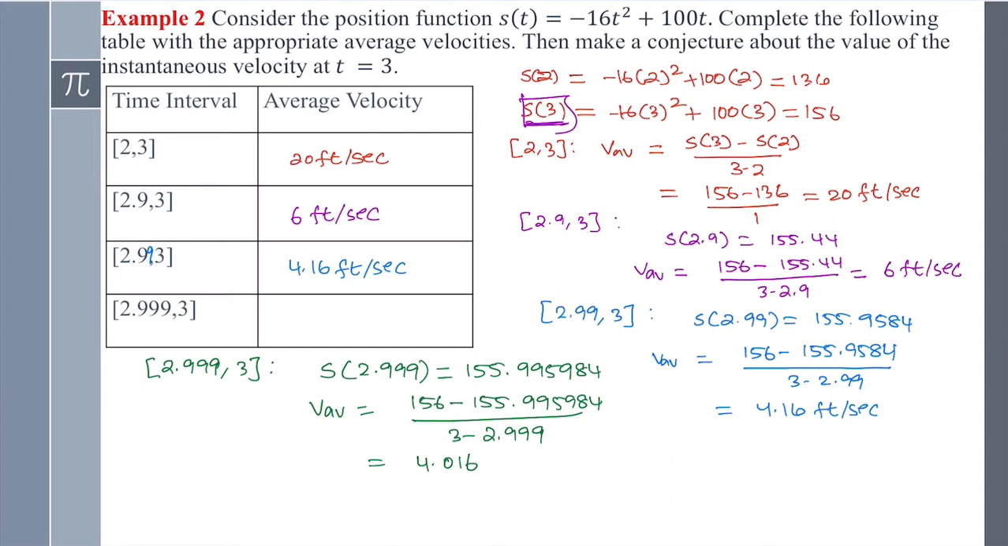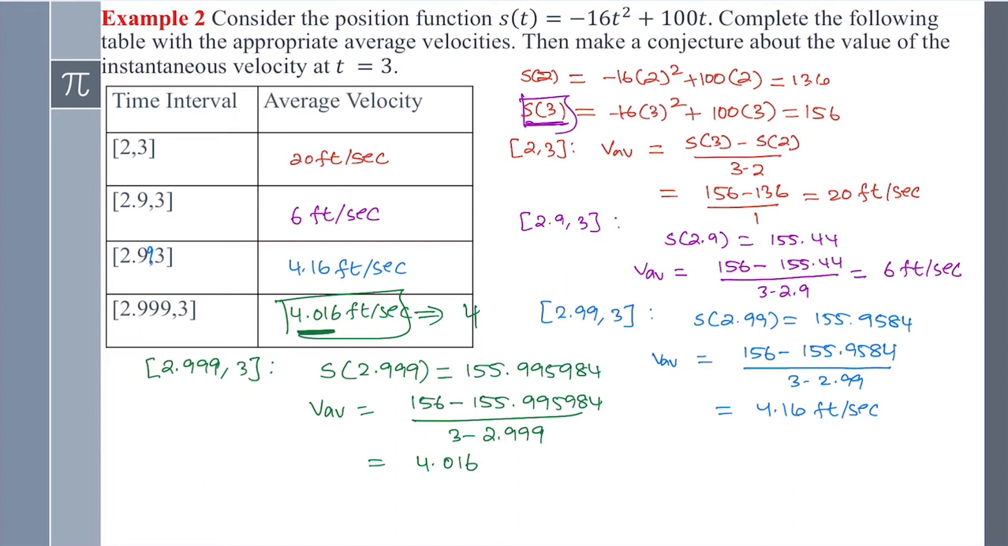If you want, we can go farther and closer to 3, but with this, I think we'll be able to approximate the instantaneous velocity. So we started with 2 comma 3 and we got 20. When we move closer to 3, we got 6. Further closer, we got 4.16. Further closer, we get 4.016. It looks like it's not going to go below 4. If we have to check, we can take more points, but I think this number is going to approach 4.